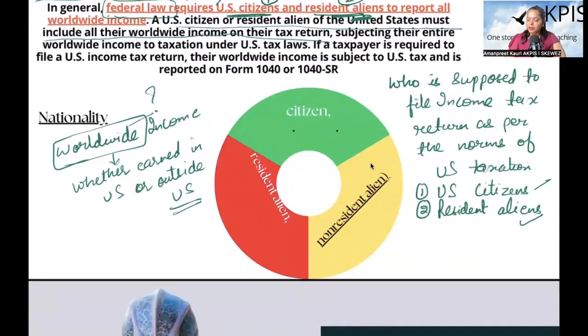So that means whether you have earned income in US, obviously that will be part of the income tax return of US. But apart from this, even if you have earned any income outside US, it will form part of your total income. So worldwide income means income earned in America and even outside America. That will be your worldwide income. Now let's come back to our provision.